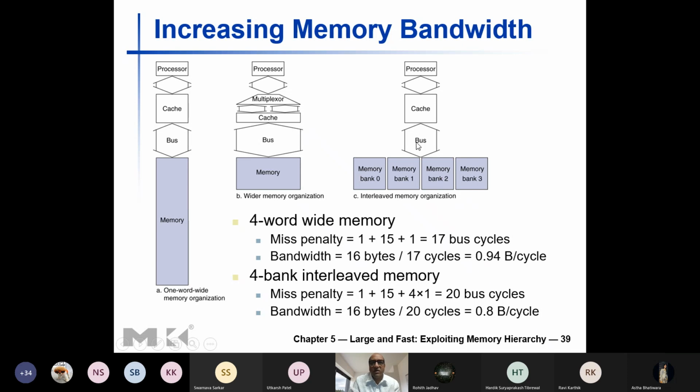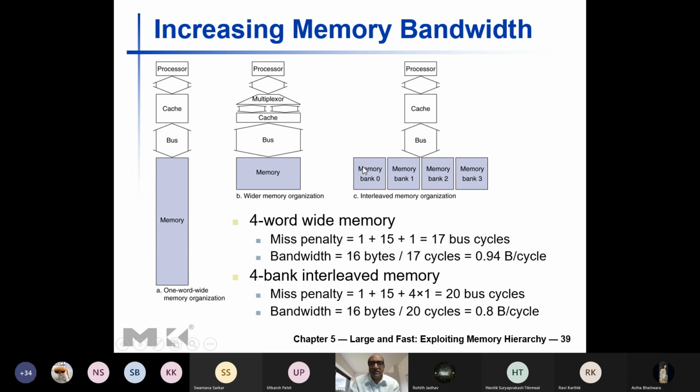So there is another way of organizing a memory, in the form of memory banks, where each memory bank is a normal memory with a width of 1 word only. But if you arrange these memories in 4 successive banks, actually there will be 4 memory chips. And if you arrange them in the form of a bank this way, memory bank 0, 1, 2, 3, and so on.